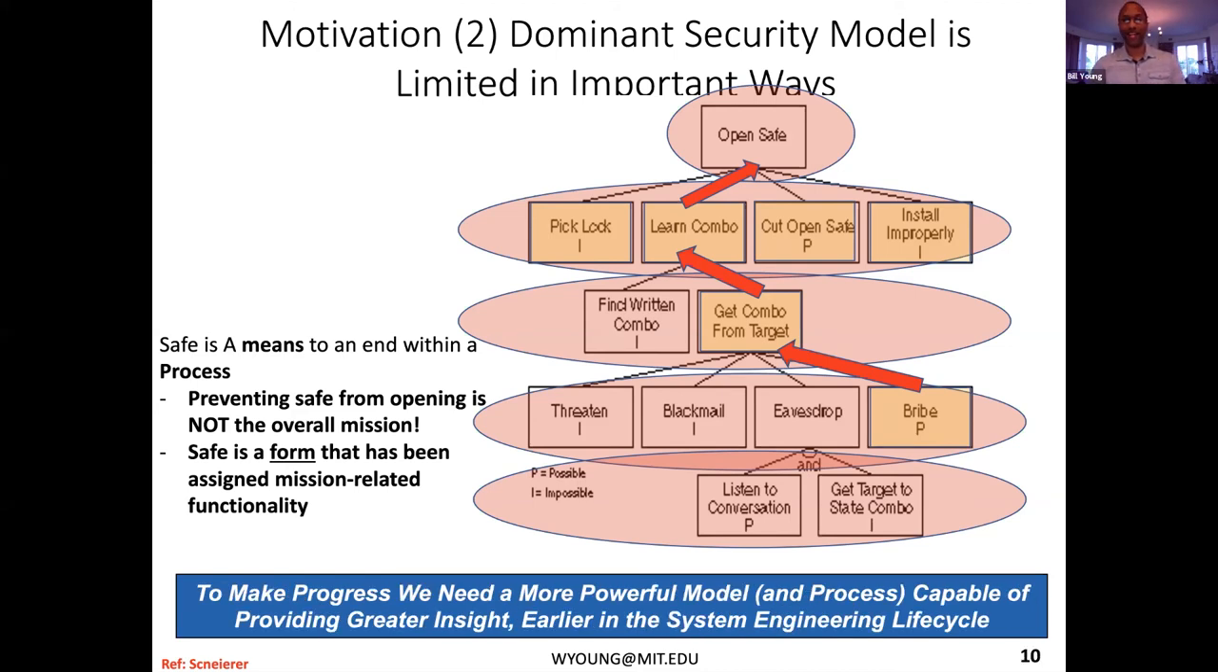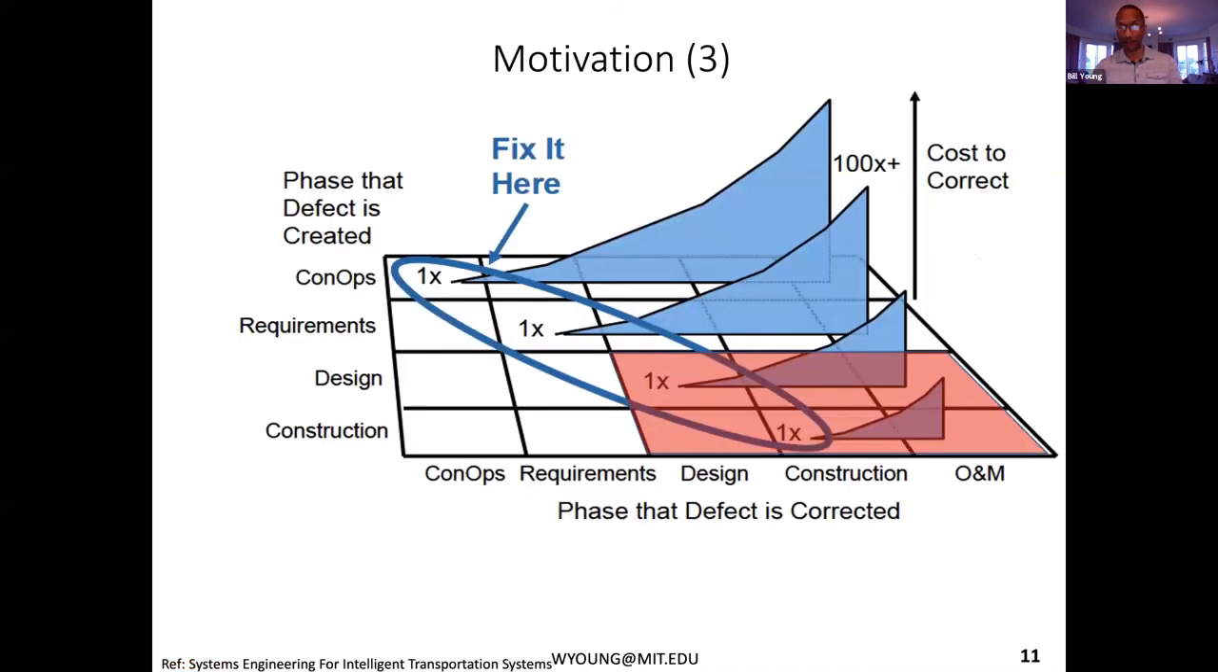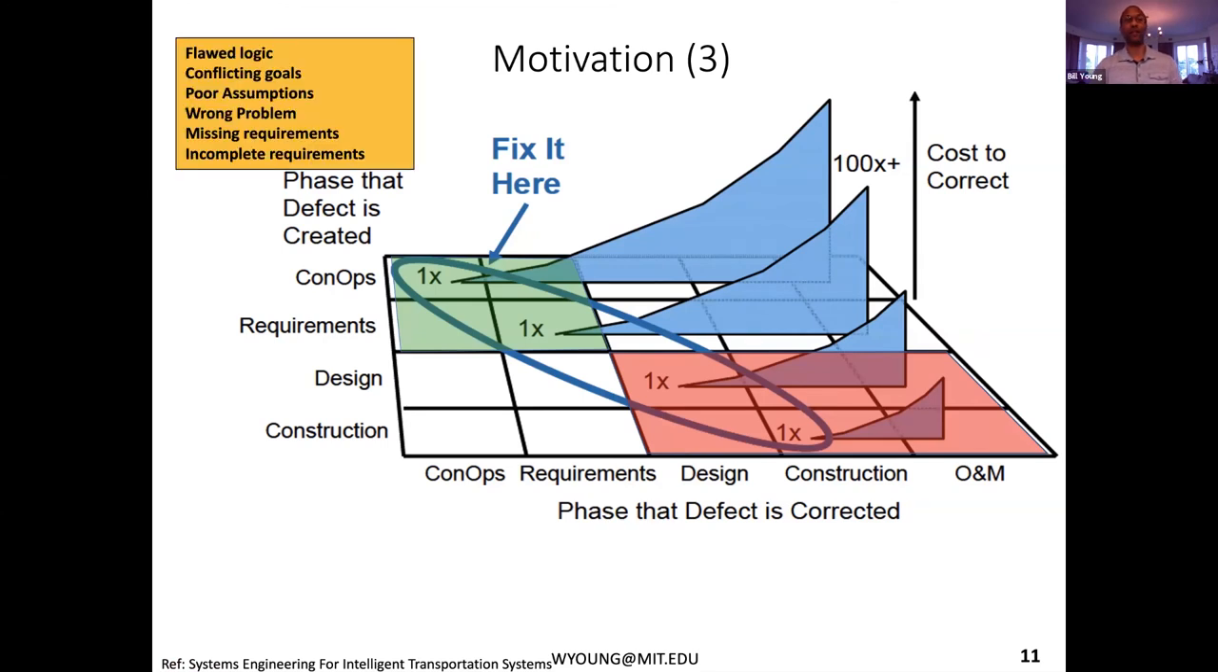So, to really make progress, what we're going to need is a more powerful model. And that model is the STAMP model. And so with the STAMP model, it's going to give us the capability and security to gain access to that early upfront part in the green. And what are the things that we're going to fix? Well, they're here in this call out: flawed logic, conflicting goals, poor assumptions, wrong problem, missing requirements, and incomplete requirements.